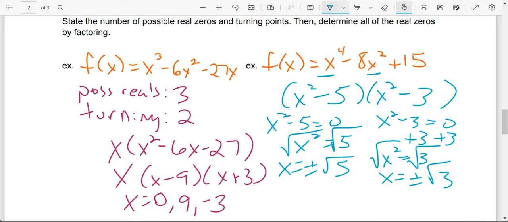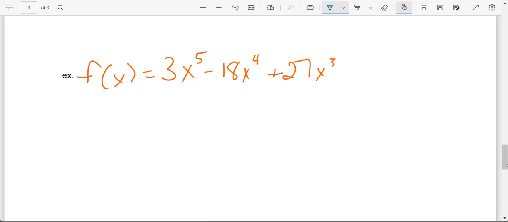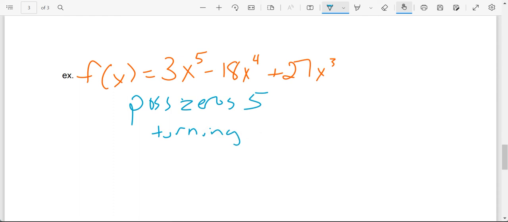I forgot to mention possible real zeros. We have 4. Turning points, 3, because 4 minus 1 is 3. Last example, and we will be graphing this. Possible zeros is 5. Turning points possibly are 1 less than that, so it's 4.